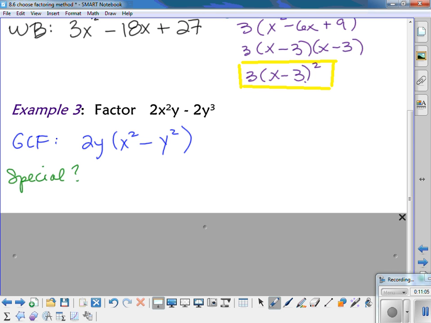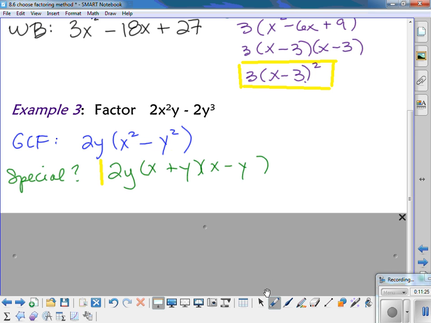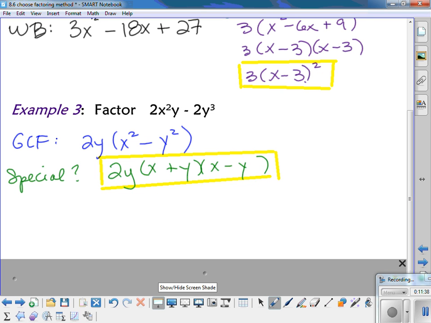Is x squared a perfect square? Is y squared a perfect square? Am I taking the difference? So I have the difference of squares, don't I? Okay, so if I say difference of squares, what do you say? Different signs. So we're going to have x plus y and x minus y. All right, I'm going to write one for you guys on your whiteboards.